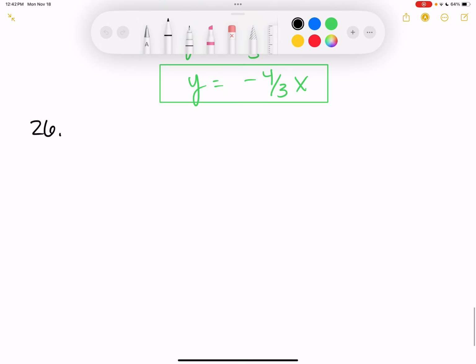Okay, number 26. So we're still finding the tangent and the normal. The equation is x squared cosine squared y minus sine y equals 0. The point is (0, pi).